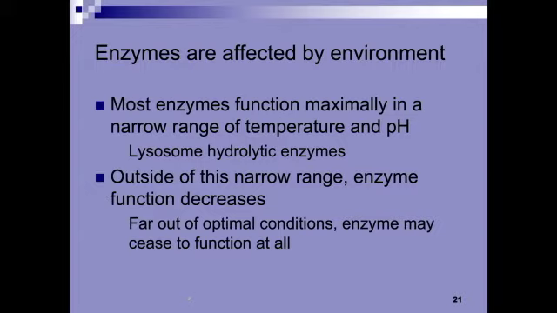When we get outside of this range, the further out of that range you get, the slower or less efficient the enzyme function will be. When we get really far out of optimal conditions, enzymes don't function at all. So this would be an extreme change in pH or an extreme change in temperature. You may have observed this in your enzyme lab with the potato enzyme.